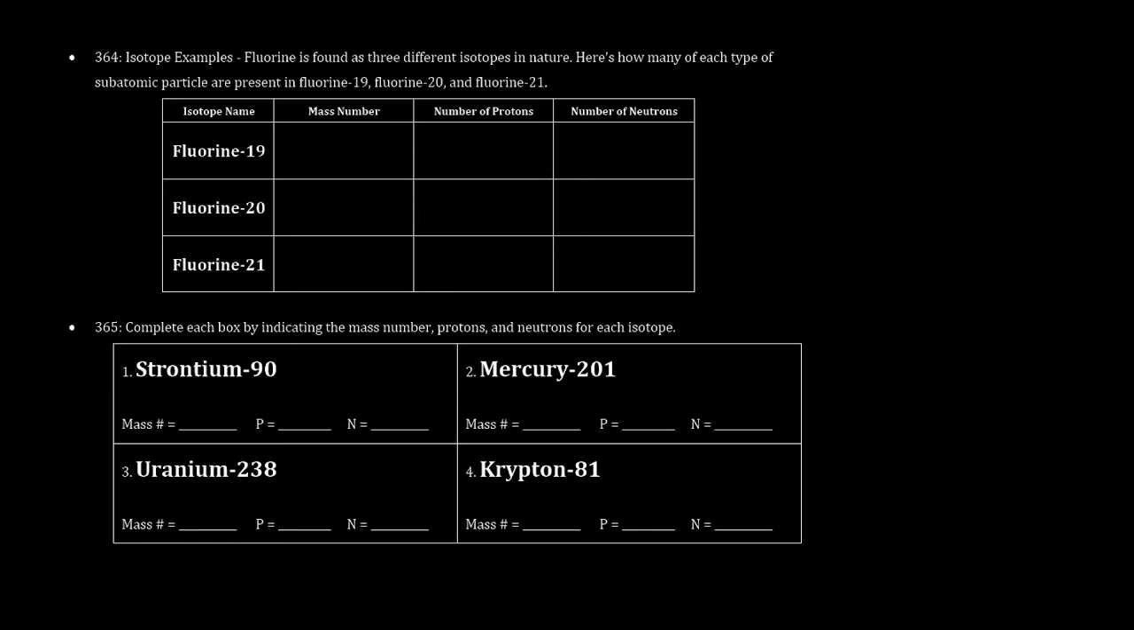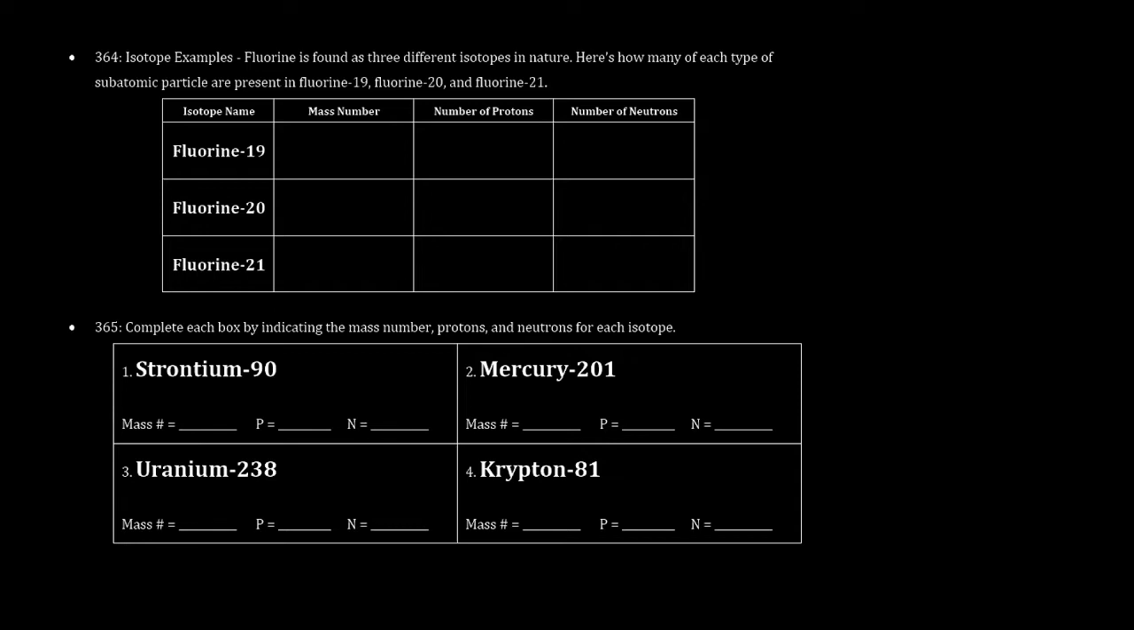Okay, in this quick vid, we'll do a quick refresher on isotopes, specifically counting protons and neutrons here, determining mass numbers. So here's my first example, fluorine. We have 3 different isotopes of fluorine found in nature. How many of each type of subatomic particle are present?